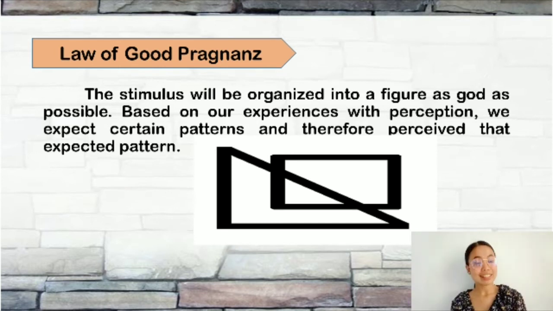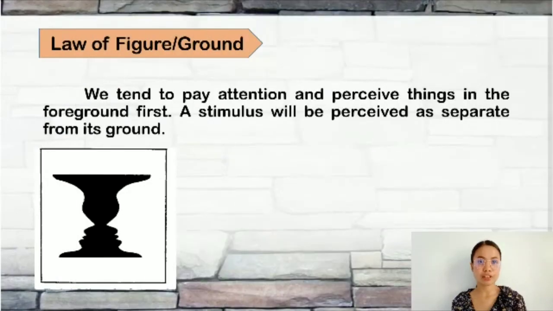The last principle is the law of figure and ground, where we tend to pay attention to and perceive things in the foreground first. If we take a look at our example and pay attention to the foreground, we can see an image of a candle stand. But if we look at the image side by side, we are going to see an image of 2 men facing each other. A stimulus will be perceived as separate from its ground.